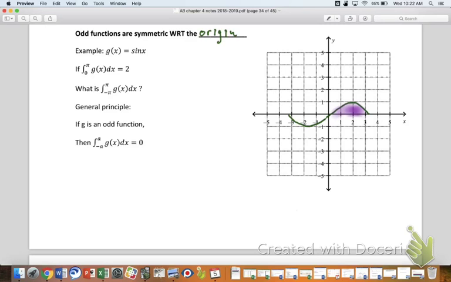So the integral from 0 to pi is that purple region, and the integral from negative pi to pi would be 0, wouldn't it? Because if we really do have symmetry, this integral would accumulate to negative 2, and when added to the 2 that we already know about, you would get 0. So a general principle is if g is odd, then the integral from negative a to a of g would be 0. And again, a graph would be helpful here, understanding which part would be positive, which part would be negative, and so on.